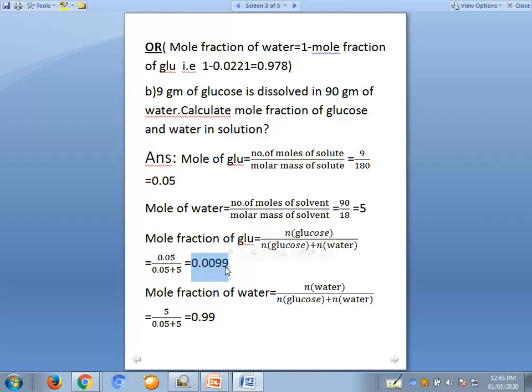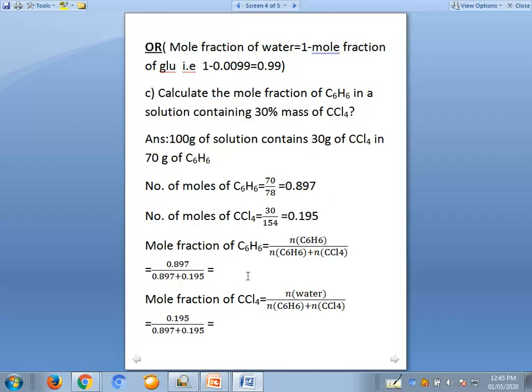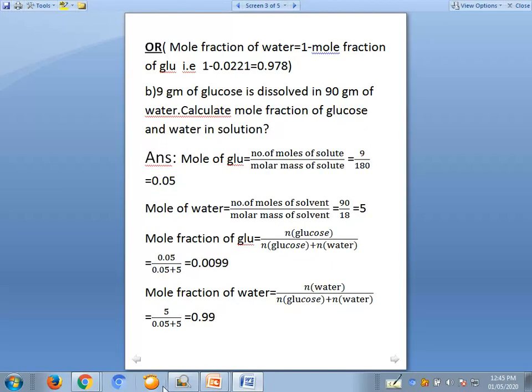0.0099. Now, as I told earlier, mole fraction of water can also be calculated by using the formula 1 minus mole fraction of glucose. So if I substitute that, I think I solve this one. So here again I solved. So mole fraction of water is equal to 1 minus mole fraction of glucose, that is 1 minus 0.0099. So answer will be 0.99. So here you can see the same answer I got, 0.99.